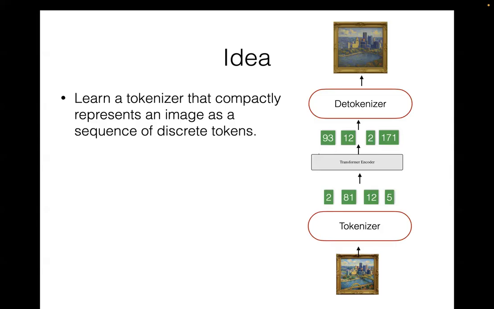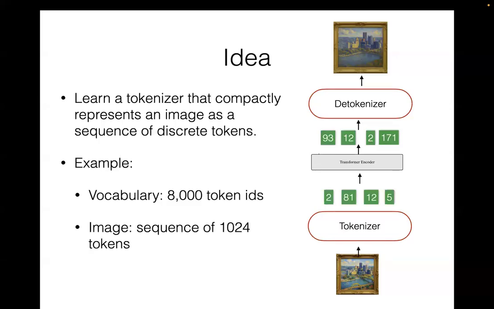Now the idea is we want to somehow learn this tokenizer and detokenizer and represent these images more compactly. So for example, let's say that for our tokenizer you can have 8,000 tokens, and now I want to represent an image. Instead of 3 million tokens, I want to just use 1,000 tokens to represent the image. This will be a much smaller context length, much more memory efficient, things like that.